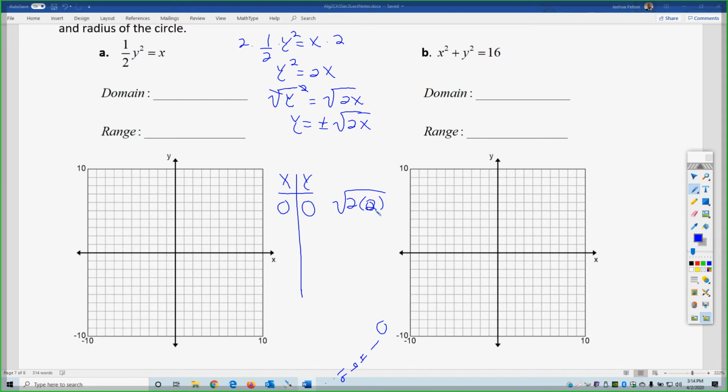I can plug a 2 in to get 4, and the square root of 4 is 2. But this is plus or minus here, right? So this is plus or minus 2 and plus or minus 0, which won't make a difference on 0. How do I get 9? Well, I have to put in like 4.5, correct?